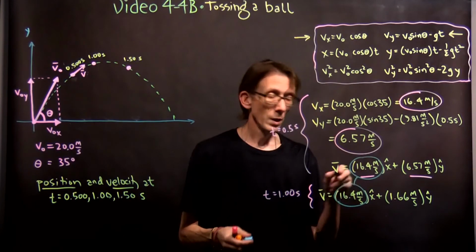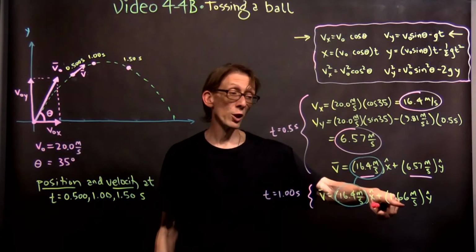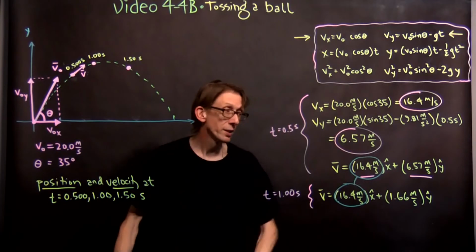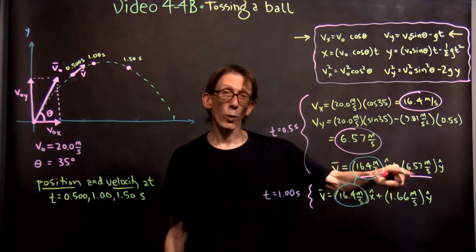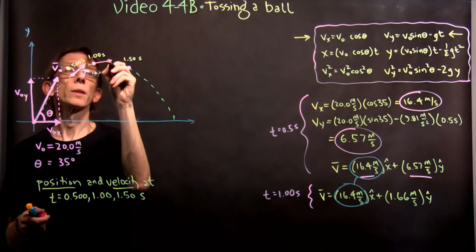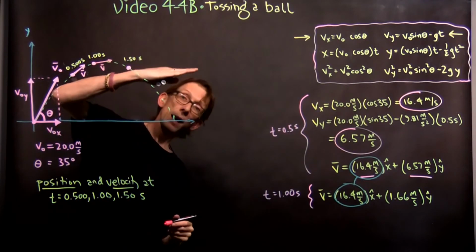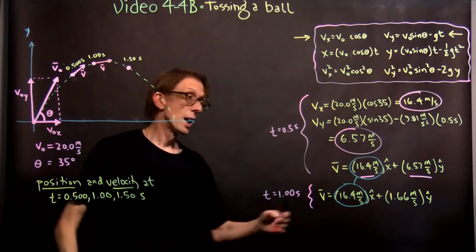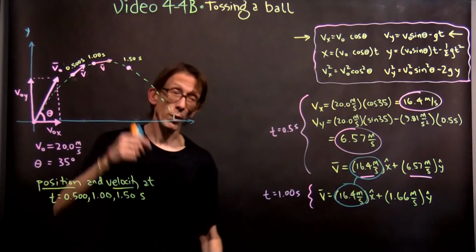Finally, let me draw this little vector. So it's still going to be moving to the right, and it's still moving up because the y component is positive, but the y component is not nearly as high as it was before. So that means that the slope of the vector has decreased, and so the vector is now something like this. It has flattened out a little bit. It's not completely horizontal. It's still up and to the right, but it's not as up, 1.66, as it used to be, 6.57.